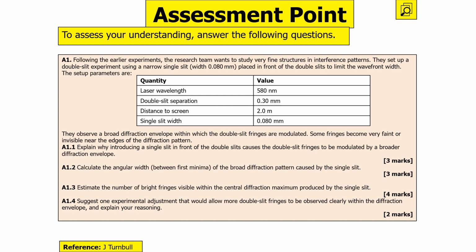Explain why introducing a single slit in front of the double slits causes the double slit fringes to be modulated by a broader diffraction envelope. Calculate the angular width of the broad diffraction pattern caused by the single slit. Estimate the number of bright fringes visible within the central maxima produced by the single slit, and suggest one experimental adjustment that would allow for more double slit fringes to be observed clearly within the diffraction envelope. Explain your reasoning.